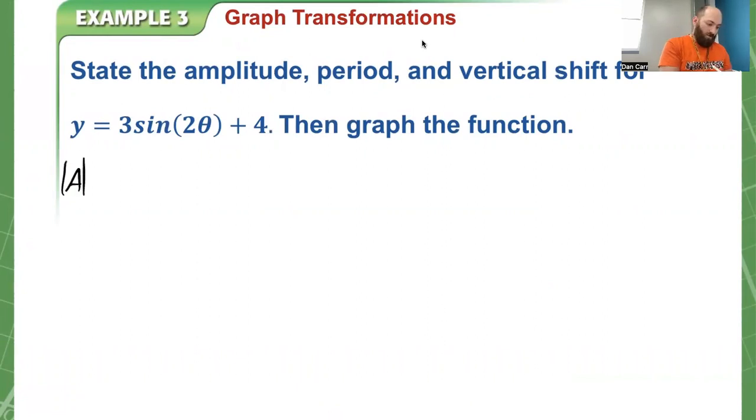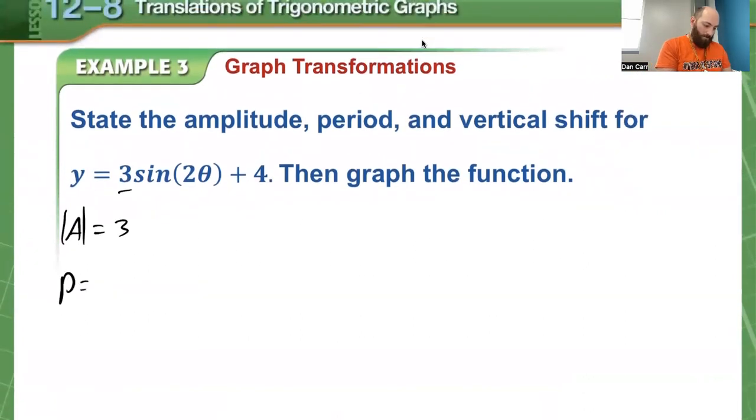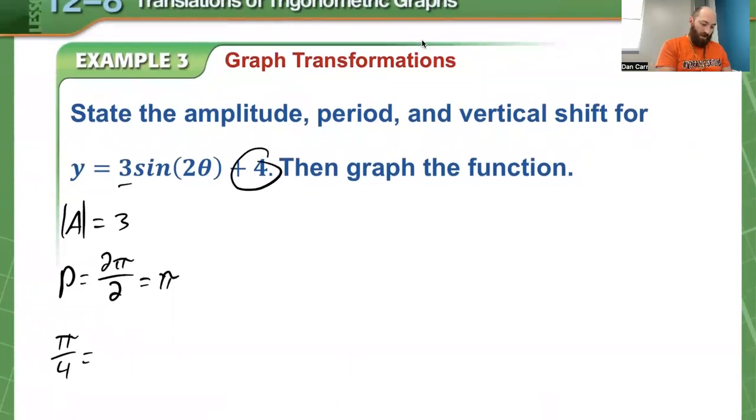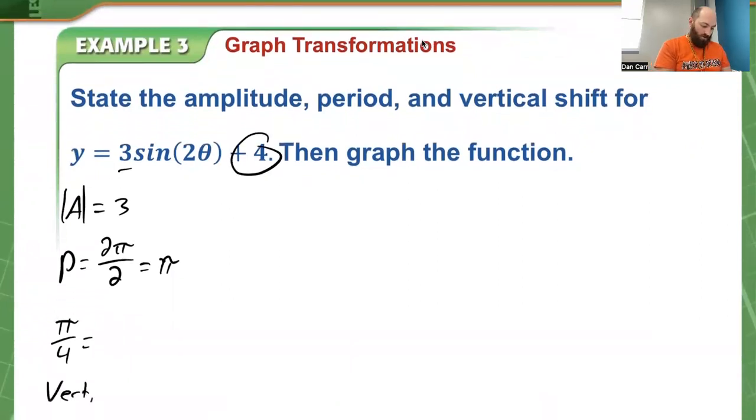Okay, so amplitude is going to be 3, thanks to that number in front. My period is going to be 2 pi divided by the b value, which is 2 in this case. So it's just going to equal pi. For all of my tick marks, I'm going to take pi divided by 4. That's just pi over 4, that's it. And then my vertical shift is going up 4.